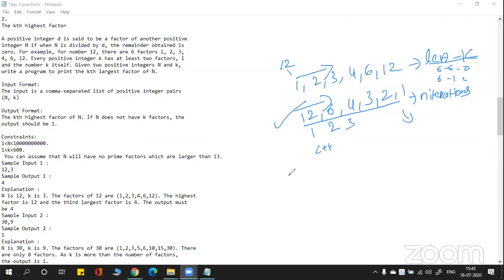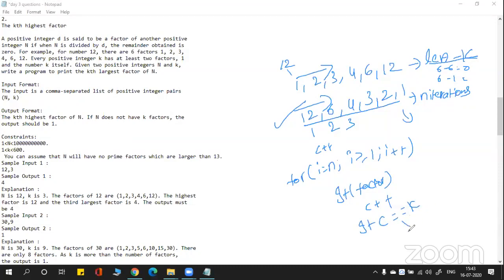Normally, I'm telling you to write a loop: for i equal to n, i greater than or equal to 1, i plus plus. If it is a factor, then increment count. If count double equal to k, then print. This is the logic. So here you will be doing how many iterations? n iterations. We can reduce these iterations to half. So tell me, how can I reduce these iterations to half?